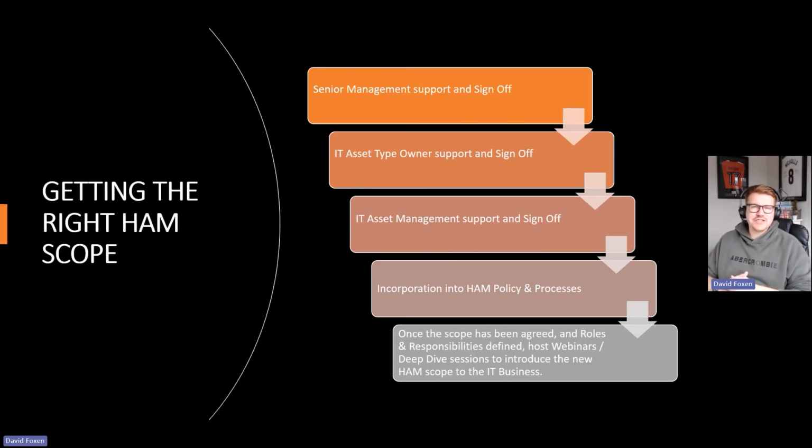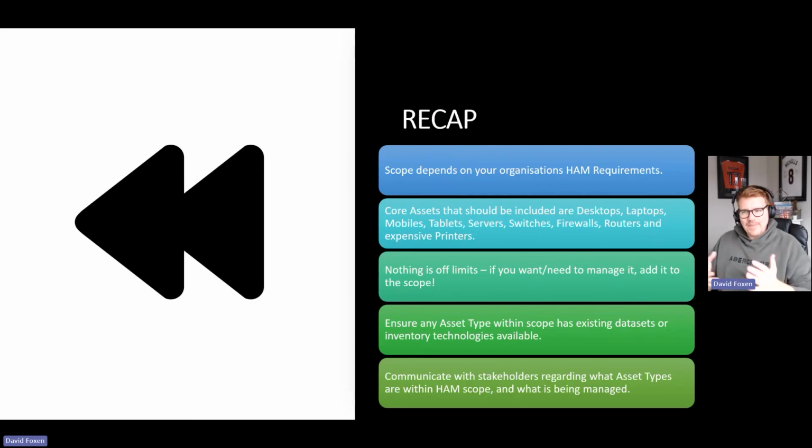Make sure you've got links to your SharePoint pages where all of the information can be read, and record your sessions as well. If you're doing webinars about your hardware asset management scope, record them, put them on demand. People may not watch them, but at least you've got that there so you can point people to it when they start asking you why you're not managing consumables, or can you start logging the serial numbers for all the headsets within your organization. So let's recap then on the scope.